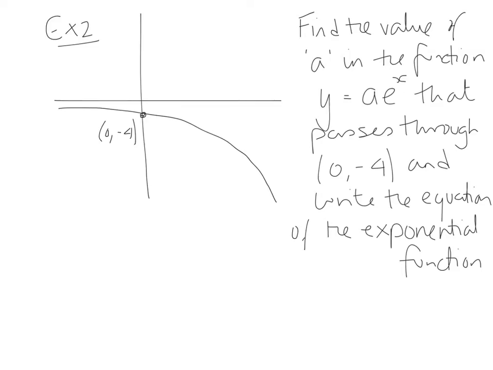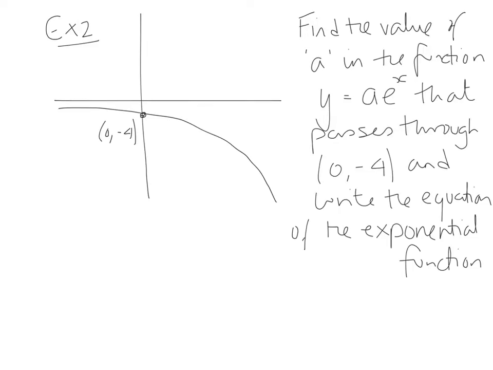Okay, so in example 2, we are asked to find the value of a again, but this time when we look at our function that we've been given, a is not the base, we have the exponential base here. So a is something that's multiplying the exponential. And that graph passes through the point (0, -4). And again, we're asked to write down the equation at the end.